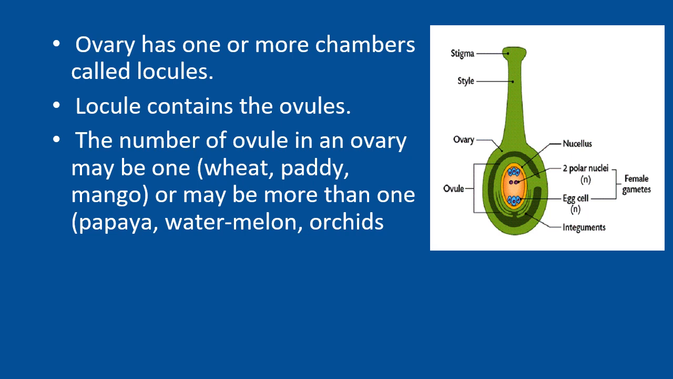In this diagram you will find the nucellus, the nutritive tissue, and two polar nuclei which have ploidy n, meaning haploid, a single set of chromosomes. Then you will find the egg cell, again with chromosome number n, haploid, and they constitute the female gamete. The stigma, style, ovary, ovule I already discussed, and the integument is the covering, which is clearly shown over here.